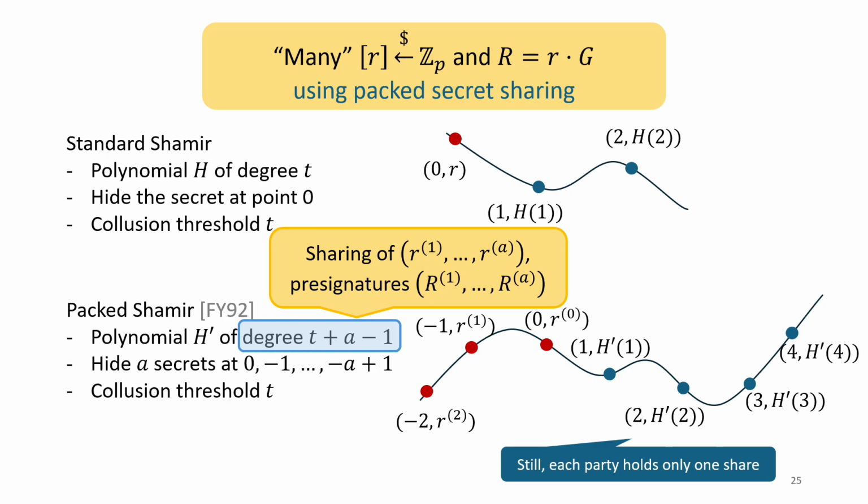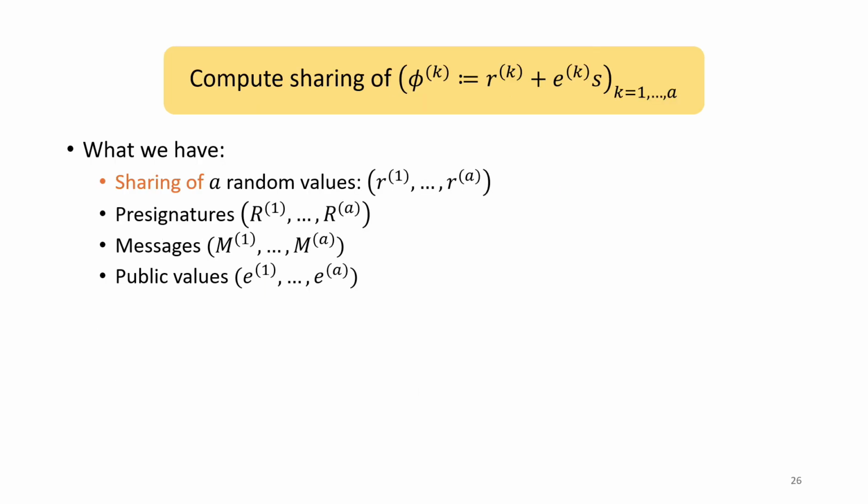So after they rerun the protocol with this change, the parties will get a sharing of a random values, r_1 up to r_a. And with some additional work, they will get the pre-signatures capital R_1 up to capital R_a. OK, so now we have everything we need to generate signatures. We have sharing of a random values. We have the pre-signatures. And after we know the a messages, we can compute the hash. So we get a public values, e_1 up to e_a. But computing the signature phi is actually not trivial.